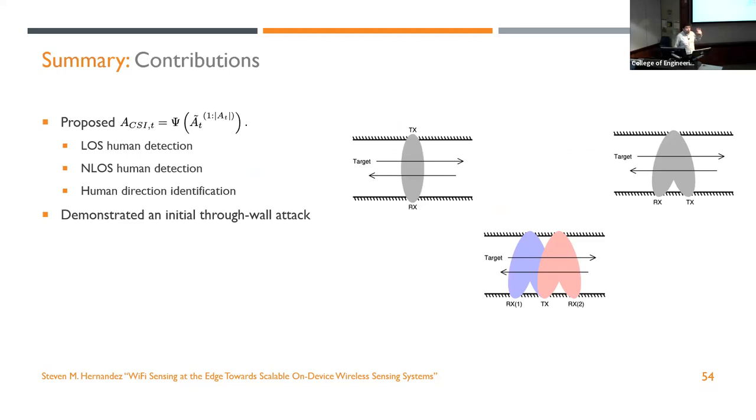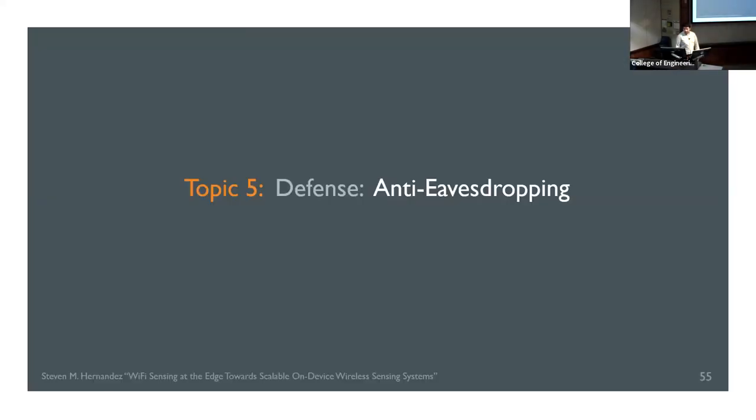So this is a really, really high level, simple attack that could be achieved. It doesn't need a really high level attack to achieve line of sight human detection, non-line of sight human detection, and then human direction identification, all through the wall. So that shows an attack.